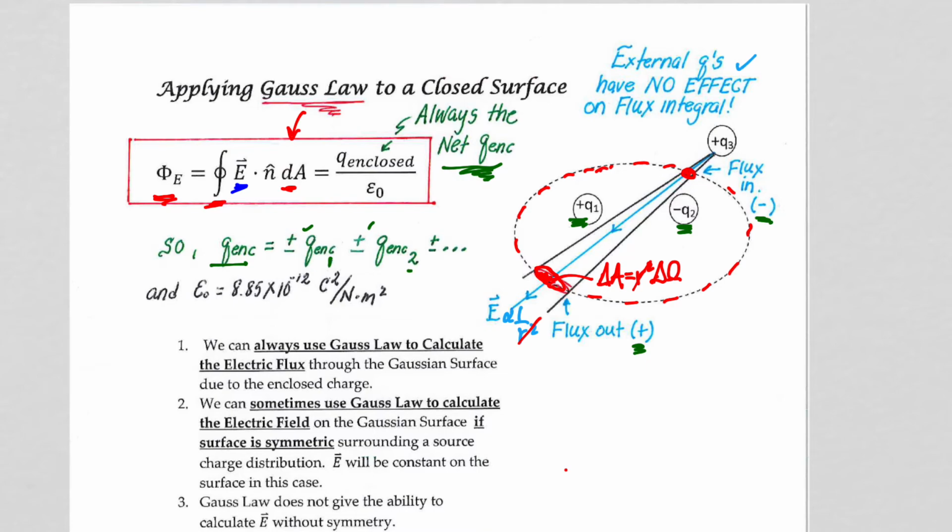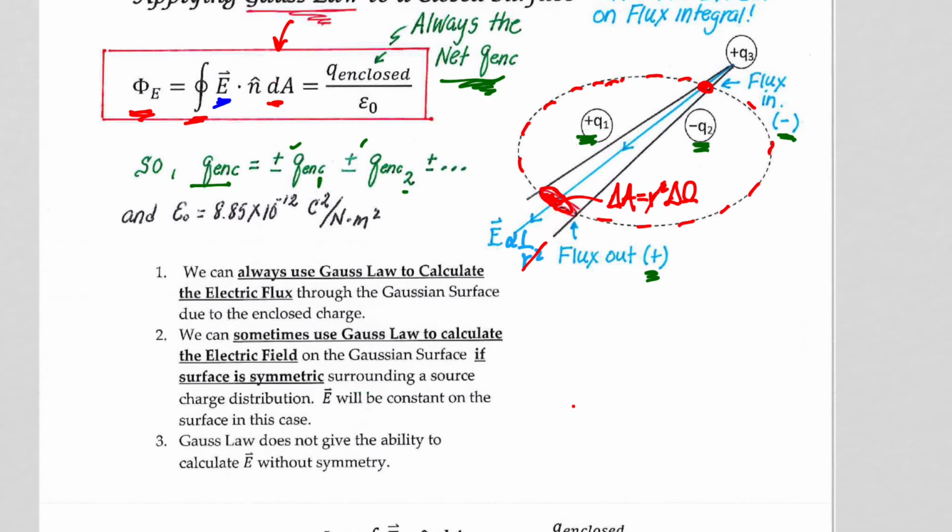So what we can do with Gauss's law, we can always use Gauss's law to calculate the electric flux through a Gaussian surface due to the enclosed charge. So that we can always do. We are going to see that we can sometimes use Gauss's law to actually calculate the electric field, and this will only be when we go back to having the symmetry that we talked about earlier. So if the electric field is indeed constant on our Gaussian surface, then we can use Gauss's law to calculate the electric field. So we'll talk more about that in detail on our next page of notes.